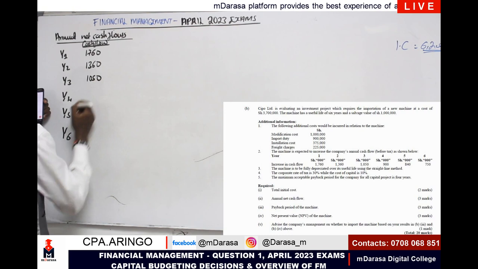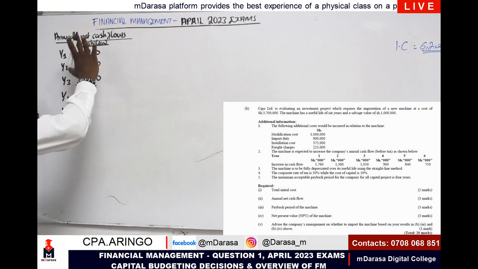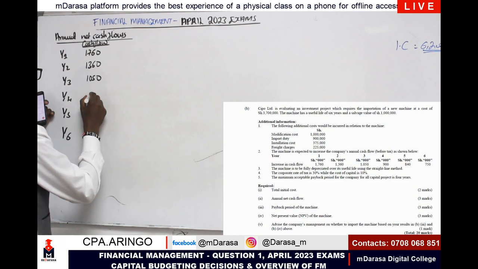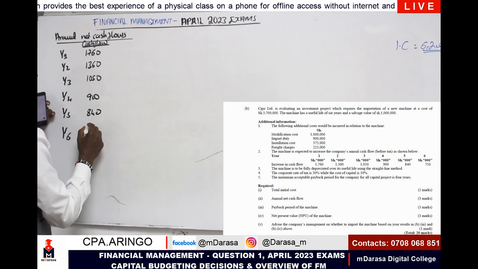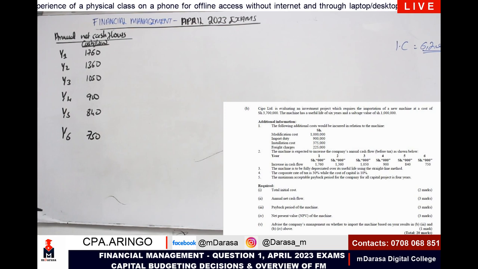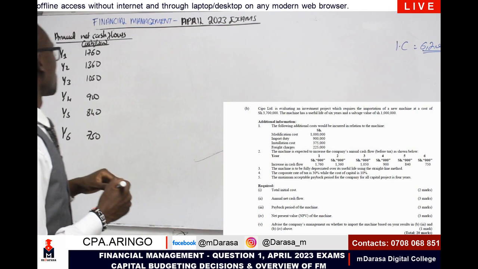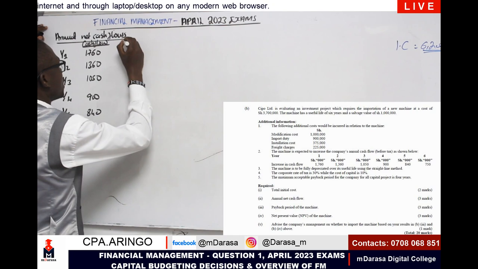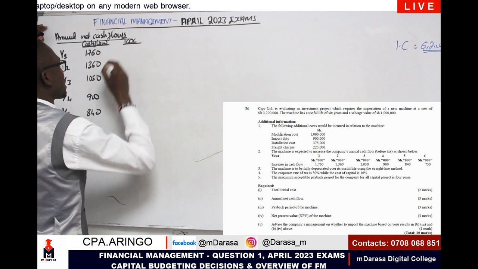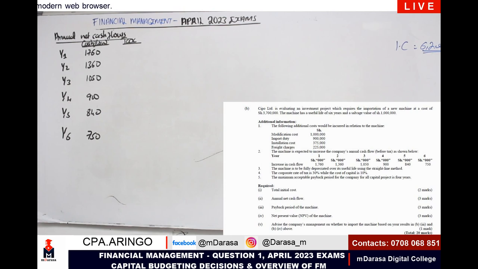Actually, we can either use this vertical or horizontal. So I'm having 900, 840, then 750. Right? Basically, what I was given. Remember, at this point, we need to determine annual net after tax cash flows. And we had depreciation. So let us first of all deduct our tax because I'll be required to compute depreciation tax shield. So what is our tax? Tax rate, we are given 30%, right? We're told that the corporation rate of tax is 30%.